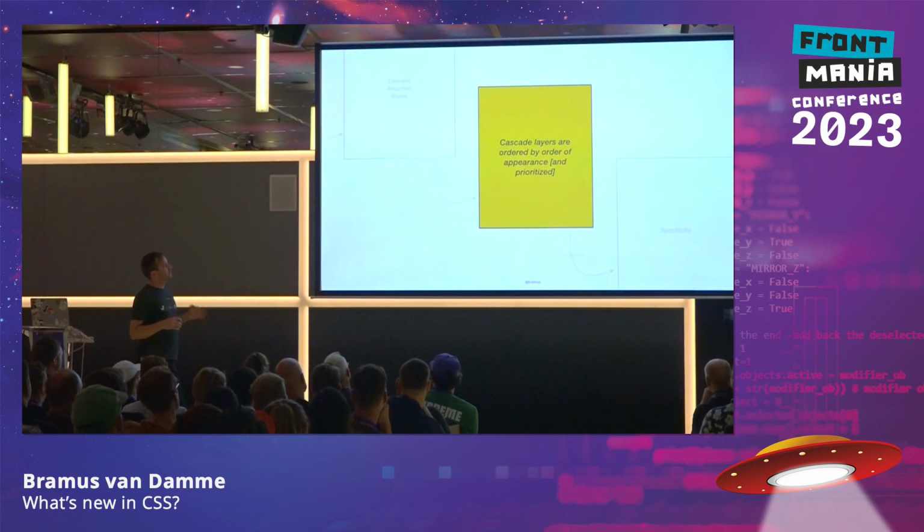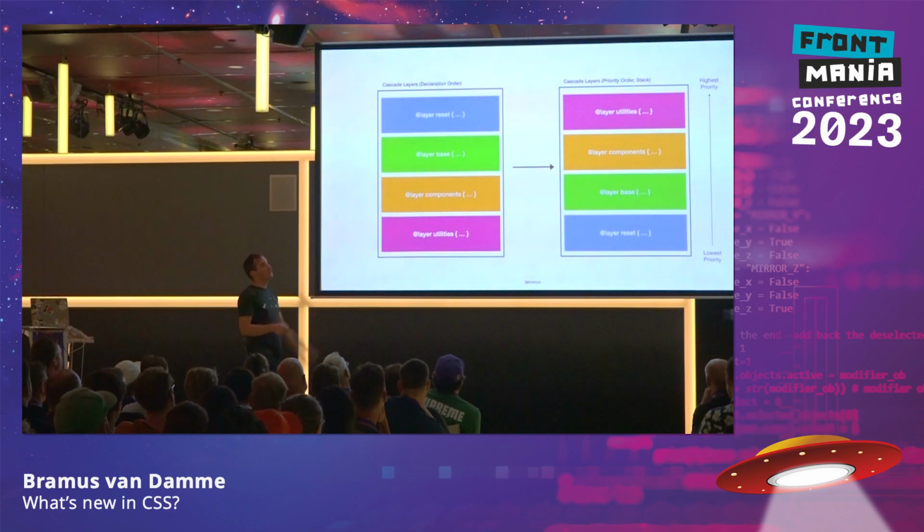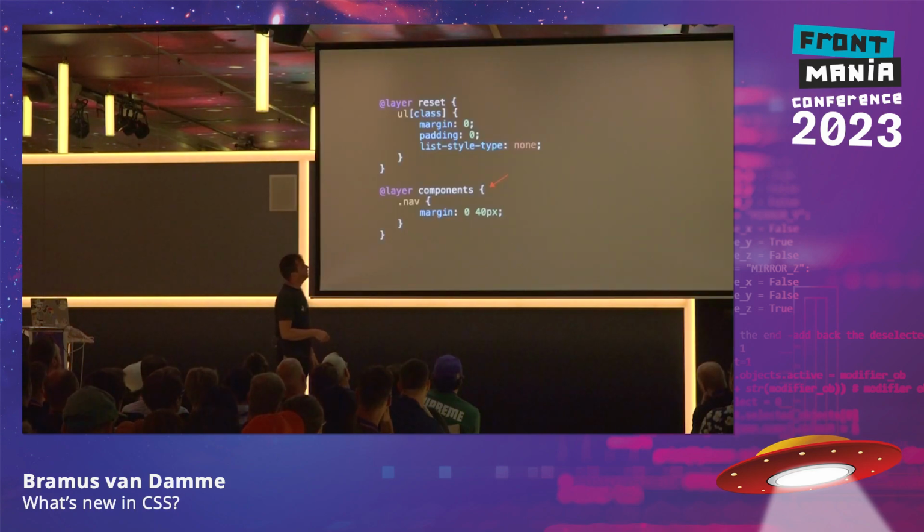Well, the cascade layers are ordered by order of appearance, and they are given a priority. So if my style sheet looks like this, with all these several layers, this is the priority. The first layer has the lowest priority, and the last layer has the highest priority. So that's why in this example, this selector here will win, because reset is declared first, component will override it later on. So that's why it works.